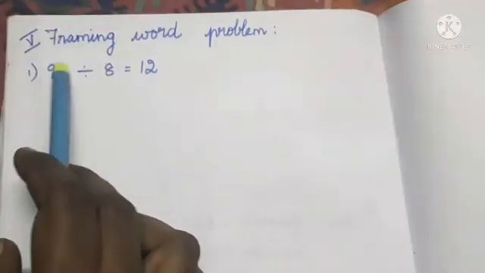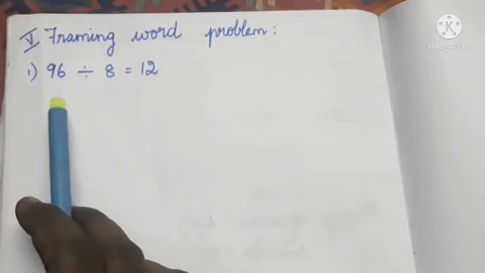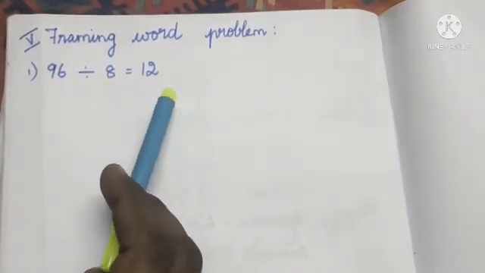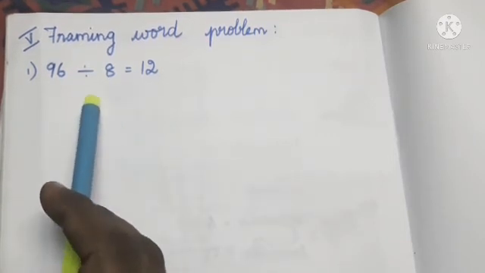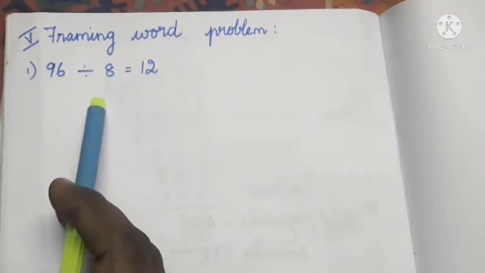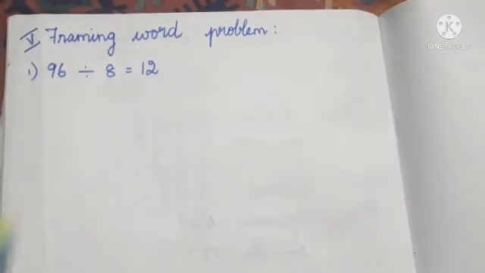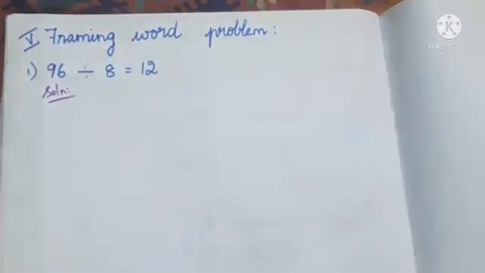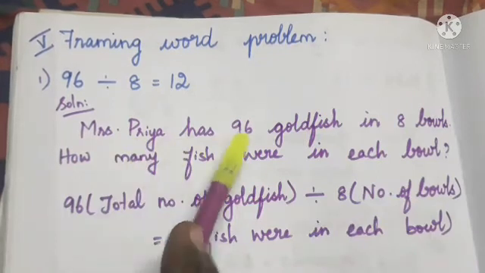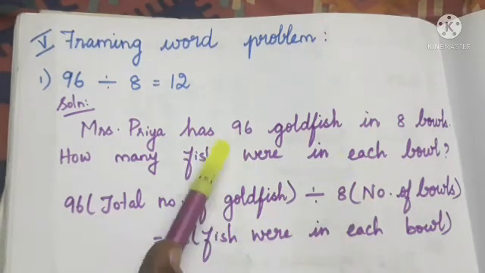Roman number 5, we have framing word problems. First question: 96 divided by 8 is equal to 12. Here we are going to frame this problem as we wish. First we write the solution and we frame the sentence as: Mrs. Priya has 96 goldfish in 8 bowls. How many fish were in each bowl? So this is the question I have framed.